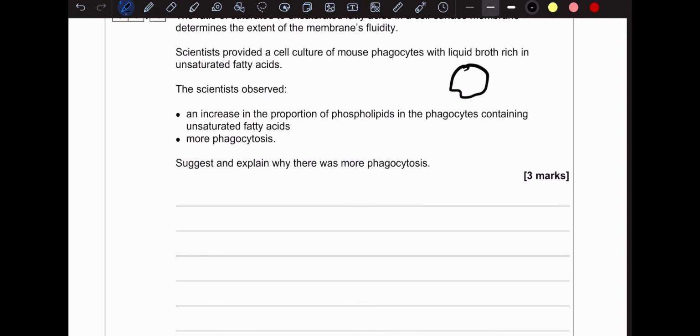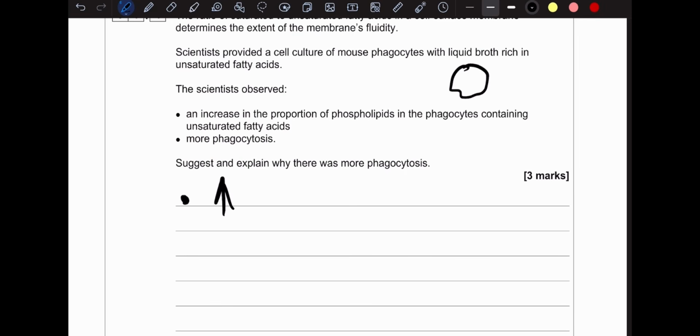So what's the logical conclusion? The logical conclusion is that the incorporation of unsaturated fatty acids made the membrane more fluid. It increased the fluidity, and this increase in fluidity allowed greater phagocytosis due to the membrane being more flexible. So how would we word this? Well, an easy way to think about it is just to think of the 3 marks. Make sure you have 3 points in here, right?